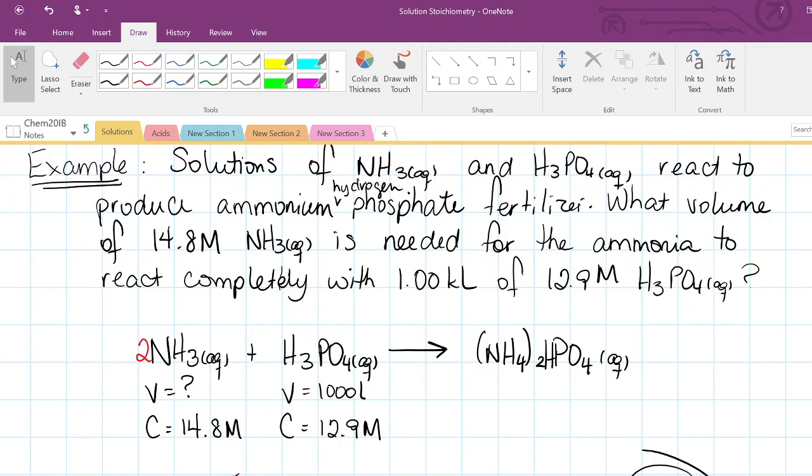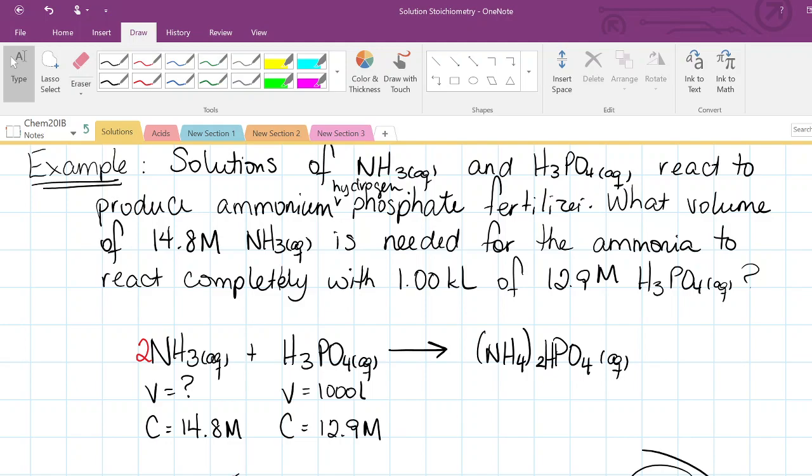So here they're telling you we've got a solution of ammonia aqueous reacting with H3PO4 aqueous. It produces ammonium hydrogen phosphate fertilizer. And we want to know what volume of 14.8 molar ammonia solution is needed for the ammonia to completely react with 1.00 kiloliters of 12.9 molar H3PO4.